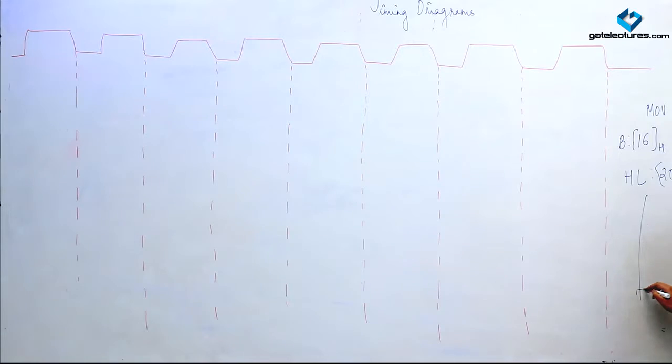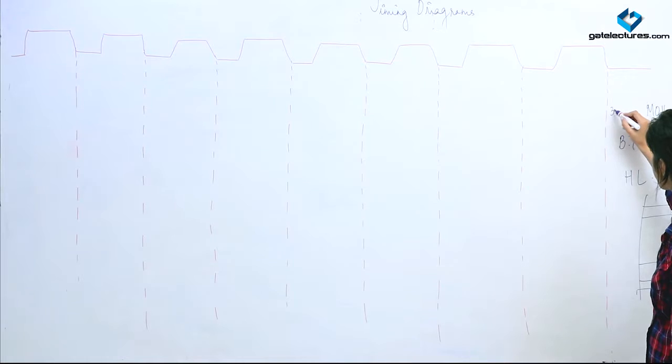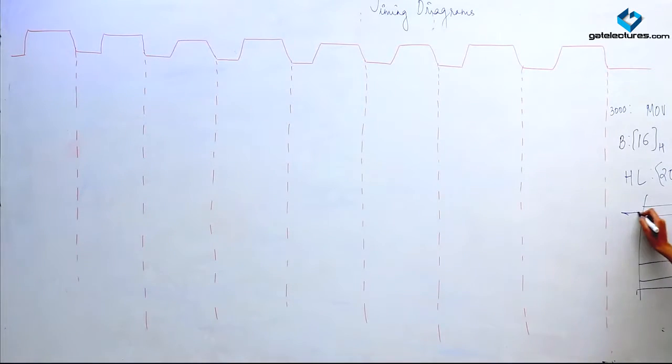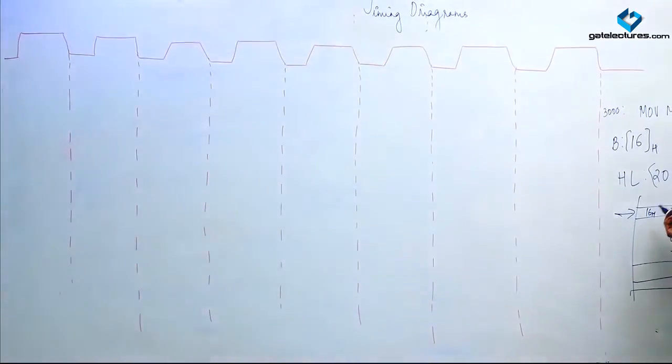Suppose this is the memory, and at some arbitrary location this instruction was saved, say 3000. So we start our cycle from 3000 and fetch the instruction MOV M, B. After decoding, we go to location 2050H. Initially it had some value, suppose 25. This value is going to be overwritten with the contents of B, that is, 16.